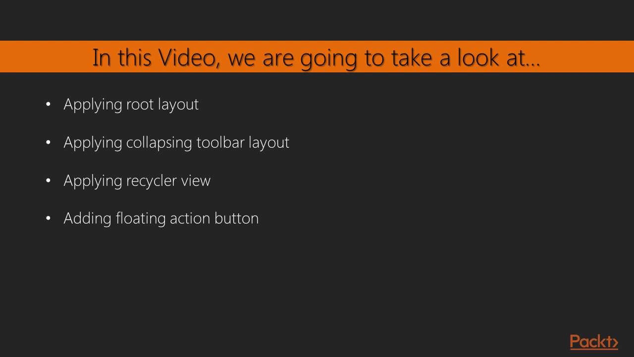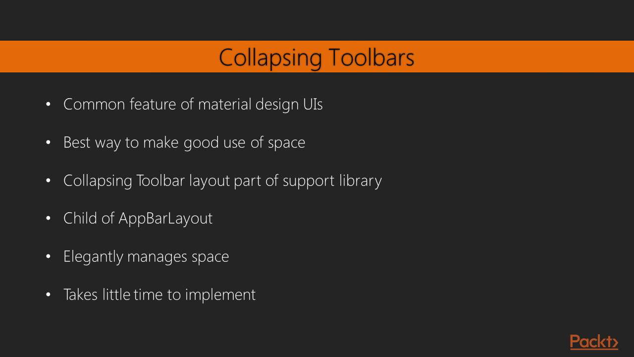In this video, we'll be applying root layout, collapsing toolbar layout, recycler view, and finally, we'll be adding floating action buttons. Toolbars that slide out of the way conveniently are a common feature of material design UIs and provide an elegant and clever way to make good use of the limited space available on phones and even laptops.